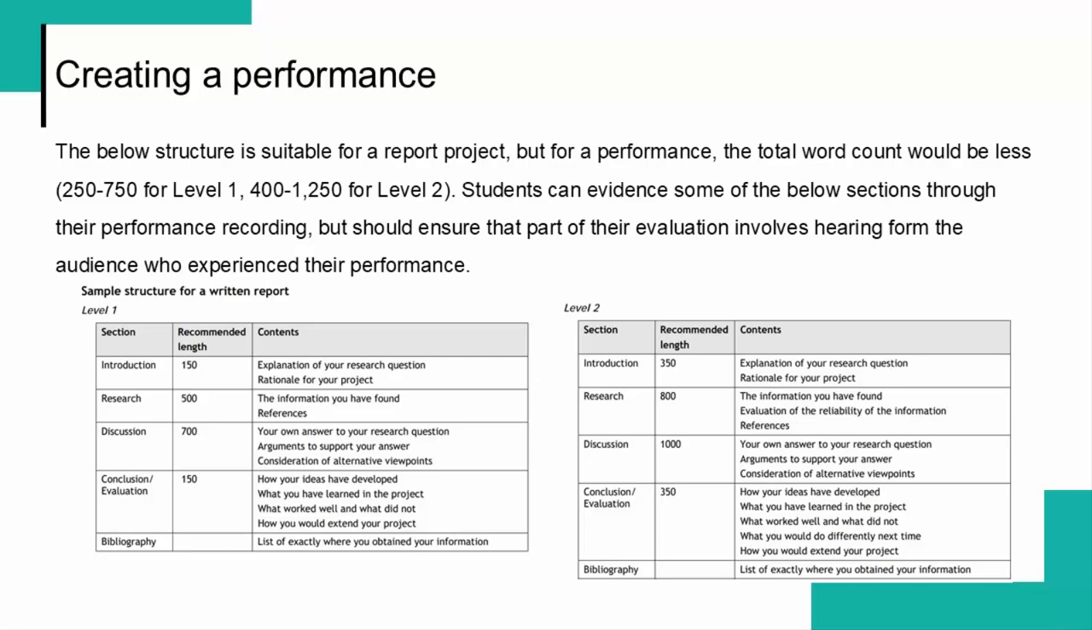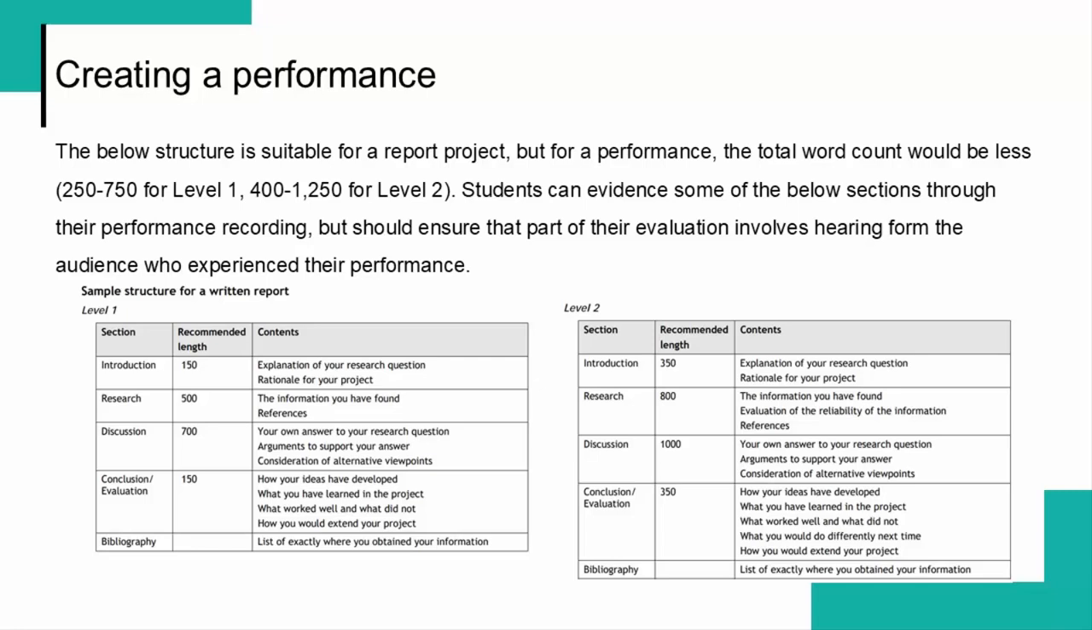For performance projects, written evidence will be significantly less in terms of word count, but for Level 1 it will be between 250 and 750 words, whilst at Level 2 it will be between 400 and 1,250 words. It is worth planning where you will create the sections. For example, you might include your introduction and conclusion in a report-style document, but produce all of your research, exploration and practice evidence in another document, or even as a series of recordings of each practice performance.